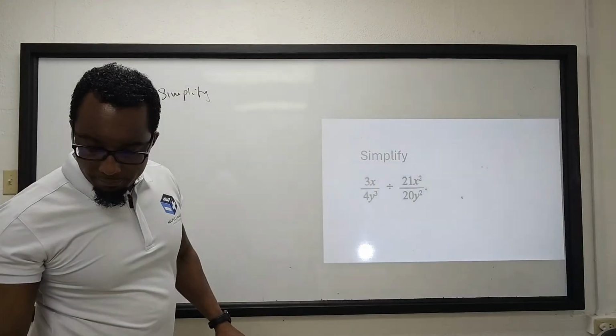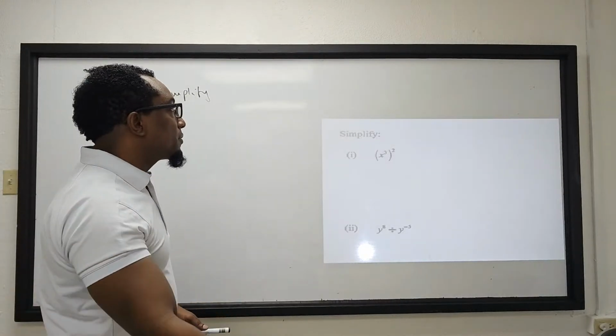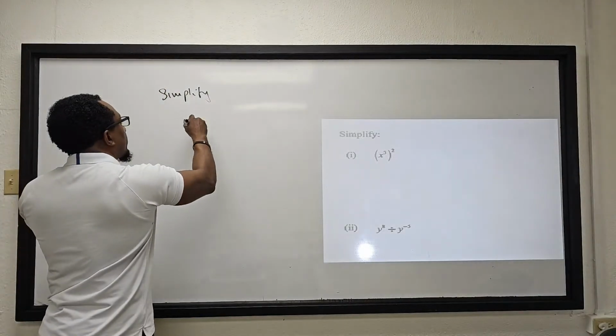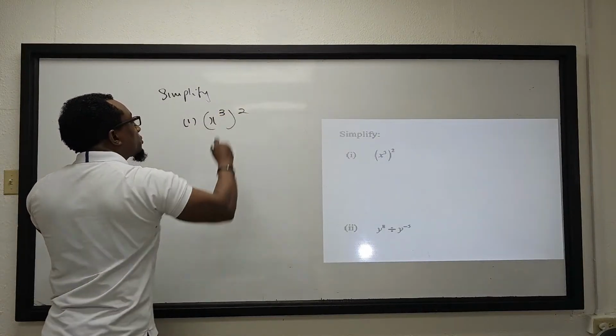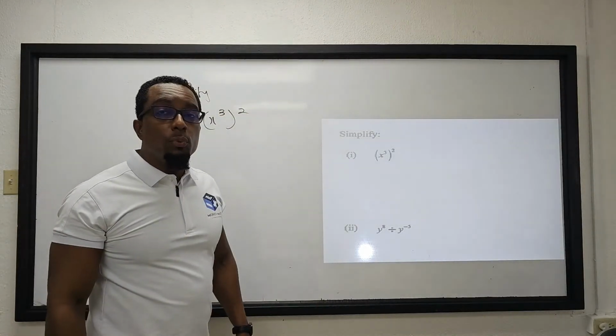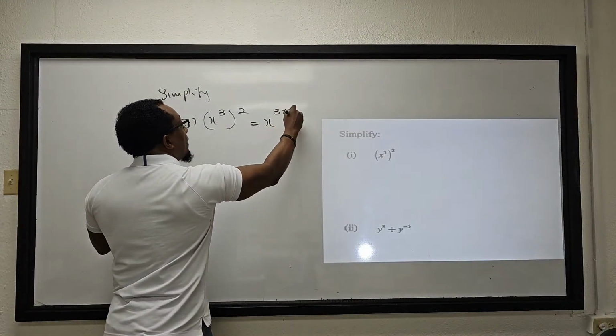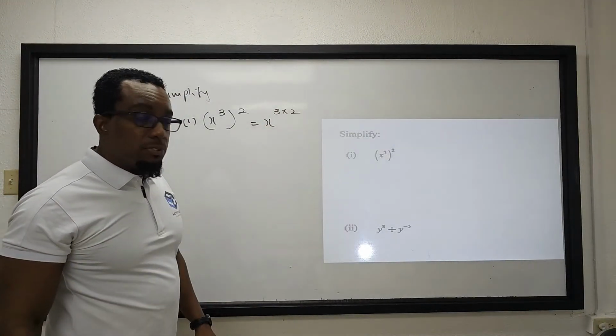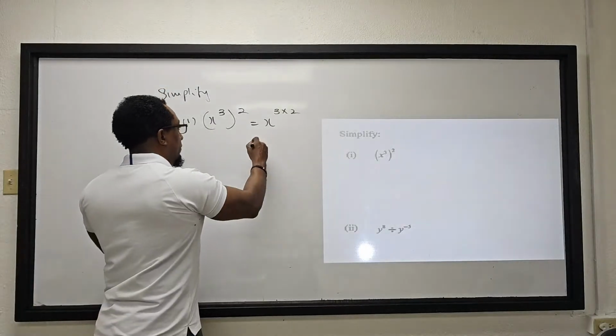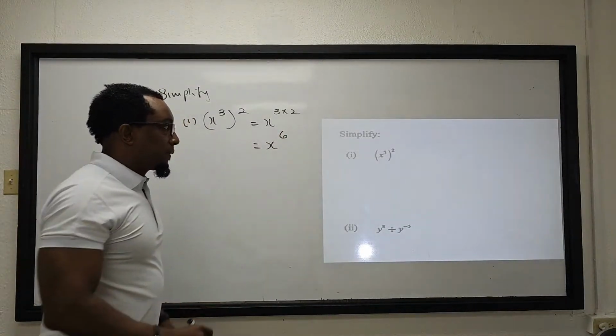Let's look at another. Right, so we want to simplify 1. X to the power of 3 whole squared. So this is the law of power to a power. So you're going to take the power outside and multiply by the power inside. So this will give us x to the power of 6.